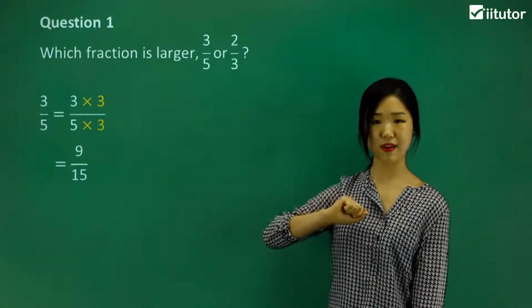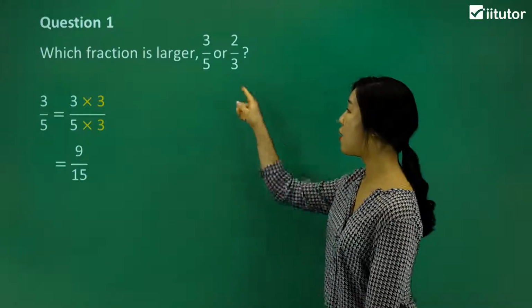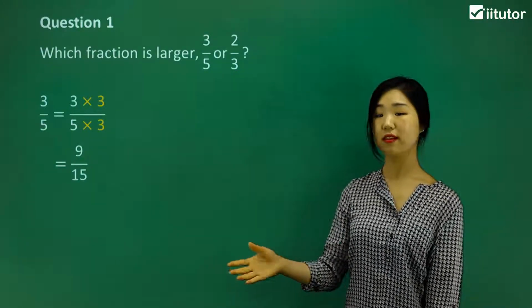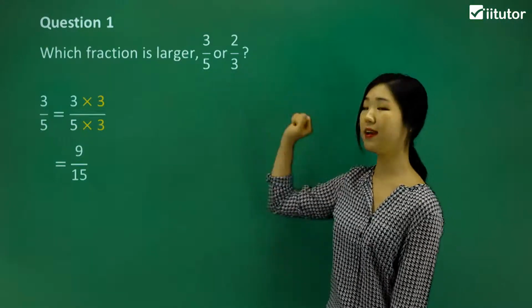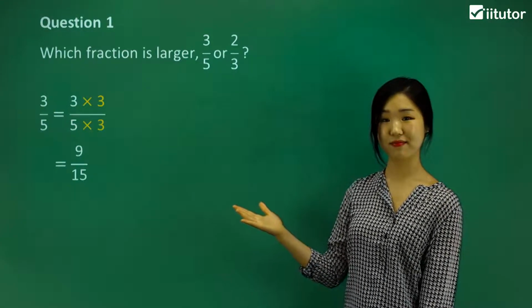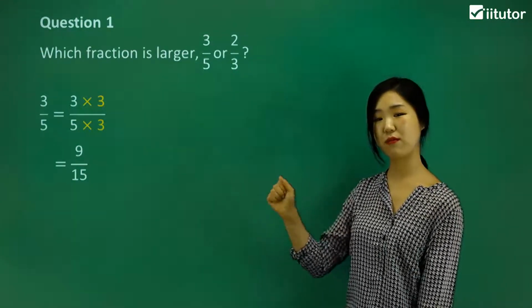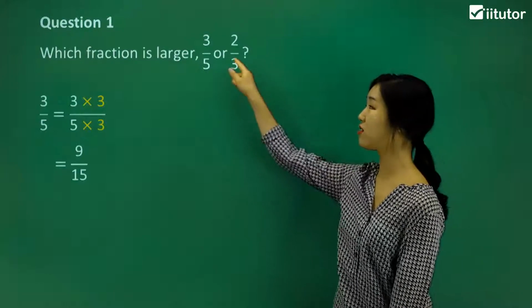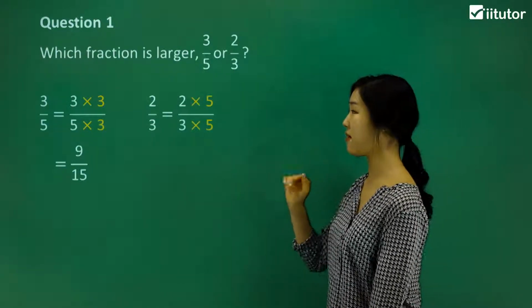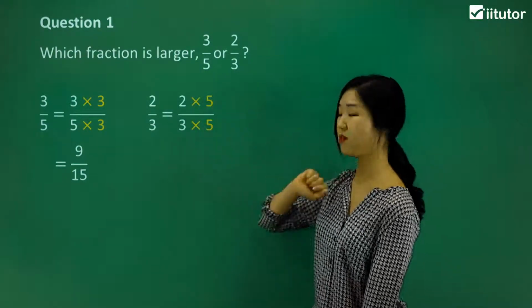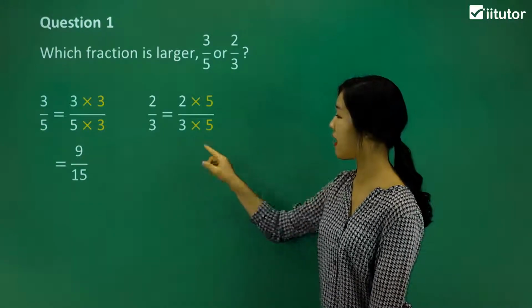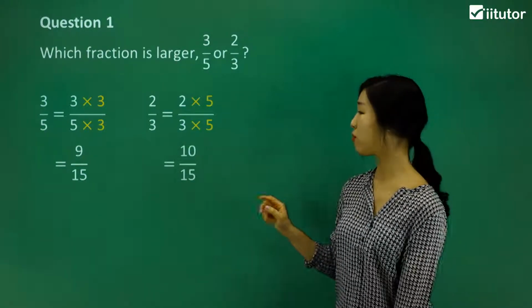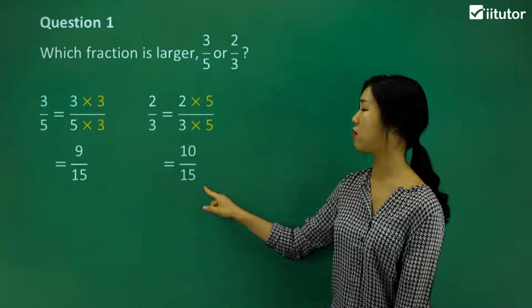Now let's work with the second fraction. So 2 over 3, I want to make the denominator 15. What do I have to multiply to 3 to get to 15, guys? 5. This time we have to multiply 3 by 5 to get to 15. So don't forget to multiply the top by 5 as well. So if I multiply top by 5 and bottom by 5, the numerator will become 10 and the denominator will become 15.